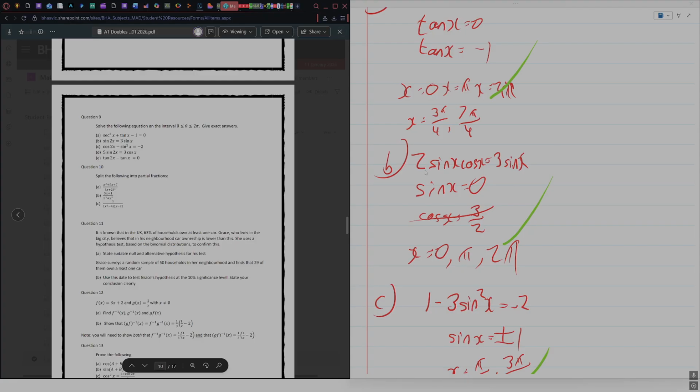This question, you expand, get sine x equals 0, from you take away 3 sine x from both sides, factorize out. Remember, never divide by a variable. Especially because if you did divide by a variable, you would get cos x equals 3/2 as your only solution, which doesn't actually give you any solutions.